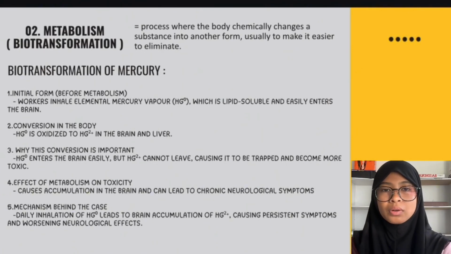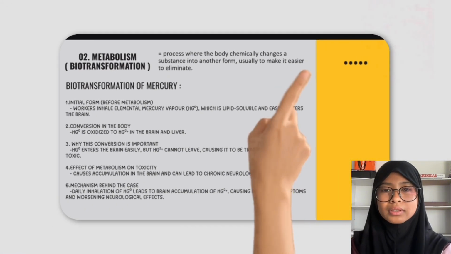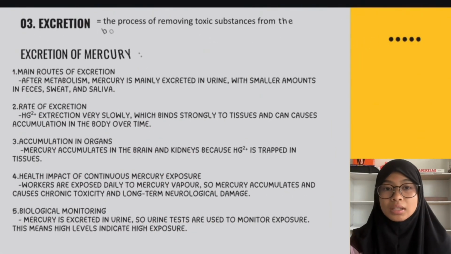After that is the effect of metabolism on toxicity. It causes accumulation in the brain and can lead to chronic neurological symptoms. Lastly is the mechanism behind the case. Daily inhalation of Hg leads to brain accumulation of Hg2+, causing persistent symptoms and worsening neurological effects. And the last one is excretion. That means the body's process of removing toxic substances from the body.